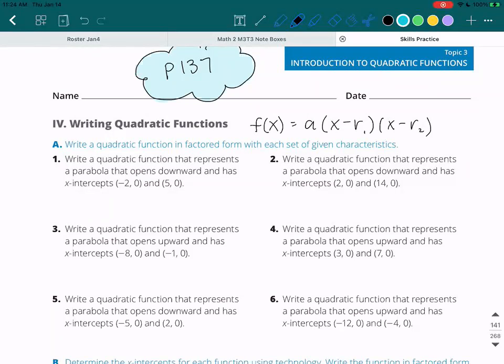And let's take a look at number 1. It says write a quadratic function that represents a parabola that opens downwards and has x-intercepts -2 and 5. So I'm going to call this R1 and this one R2. Okay, so if it opens downwards, that means your A has to be negative. Remember I repeated that like 3 times earlier in the notes that if you're going to open downwards, you need your A value to be negative.